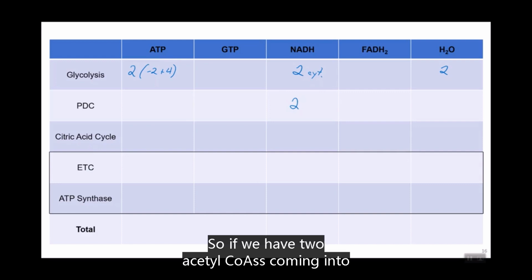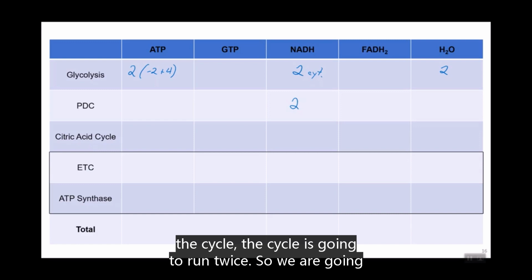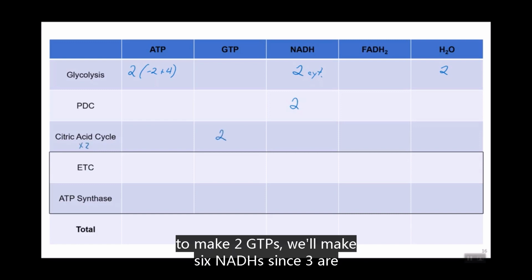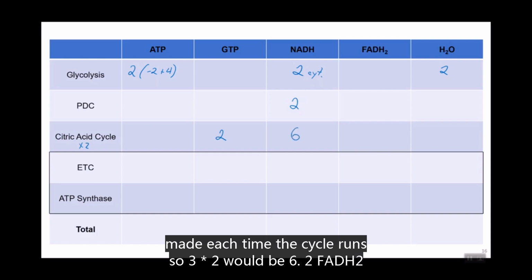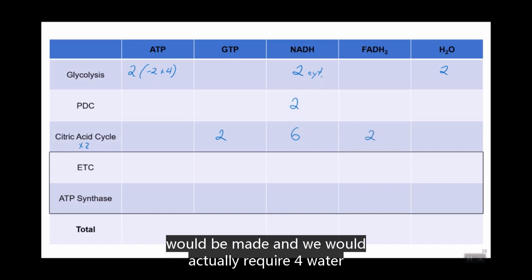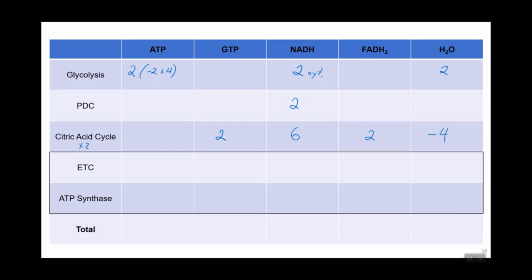So if we have 2 acetyl-CoAs coming into the cycle, it is going to run twice. So we are going to make 2 GTPs. We'll make 6 NADHs, since 3 are made each time the cycle runs, so 3 times 2 would be 6. 2 FADH2s would be made, and we would actually require 4 water molecules, or 2 per cycle.